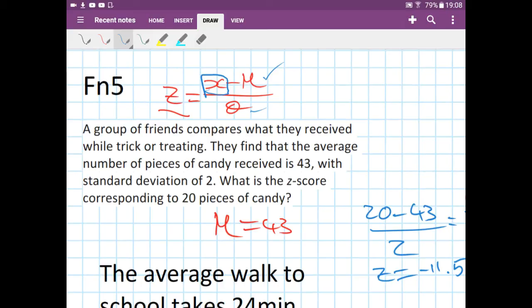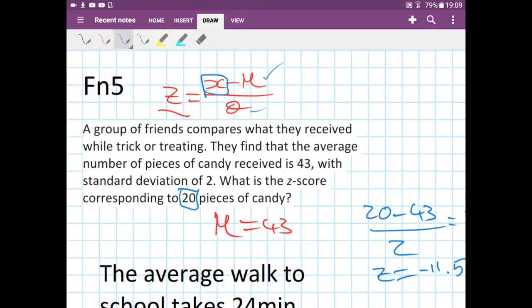God knows why these people worked out their standard deviation. It's not what normal people do, but it's been done in this case, and we're going to use that information to plonk it into this formula that we've got up there. So what is the z-score corresponding to 20 pieces of candy? So we need to find out the z-score for that.